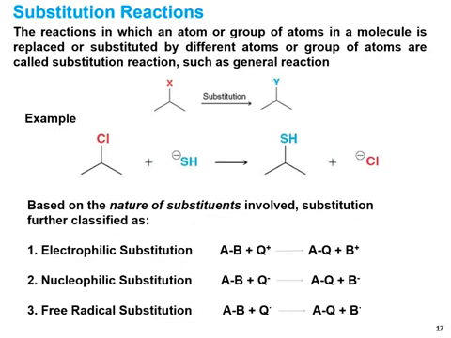Based on the nature of the substituent involved, substitution is further classified as electrophilic substitution, nucleophilic substitution, and free radical substitution. When the reagent group is an electrophile, then it is called electrophilic substitution. When the reagent acts as a nucleophile, then it is nucleophilic substitution. When it acts as a radical, then it is free radical substitution.